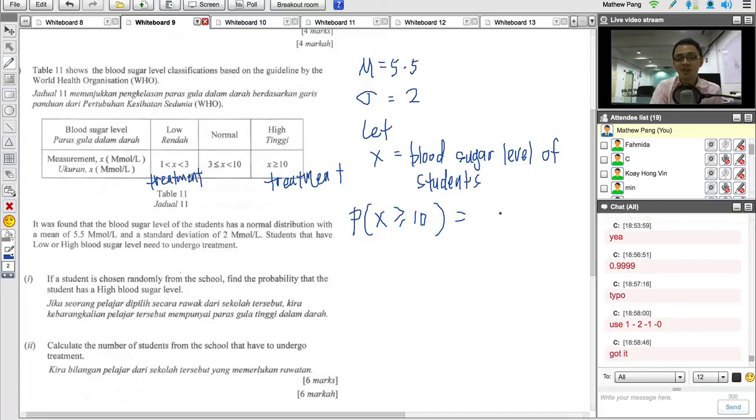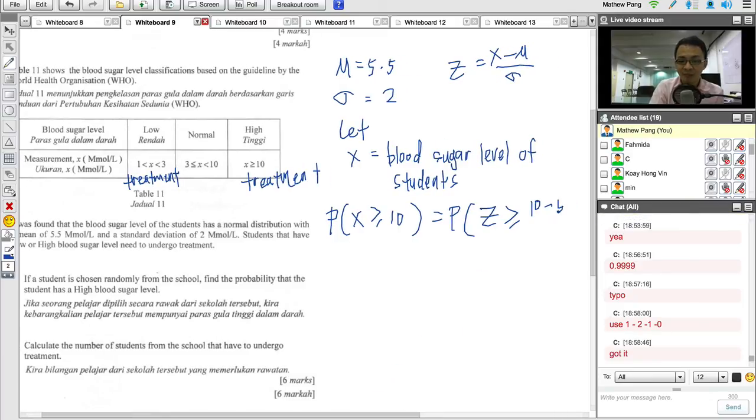So we know this is a normal distribution, so we need to change to Z. Hope you still remember that Z equals X minus the mean over the standard deviation. You see how I change here? My X value here will be 10, so it will be 10 minus the mean, which is 5.5, over 2. I can use a calculator: 10 minus 5.5 and then divide by 2, so I got 2.25. This is very simple.